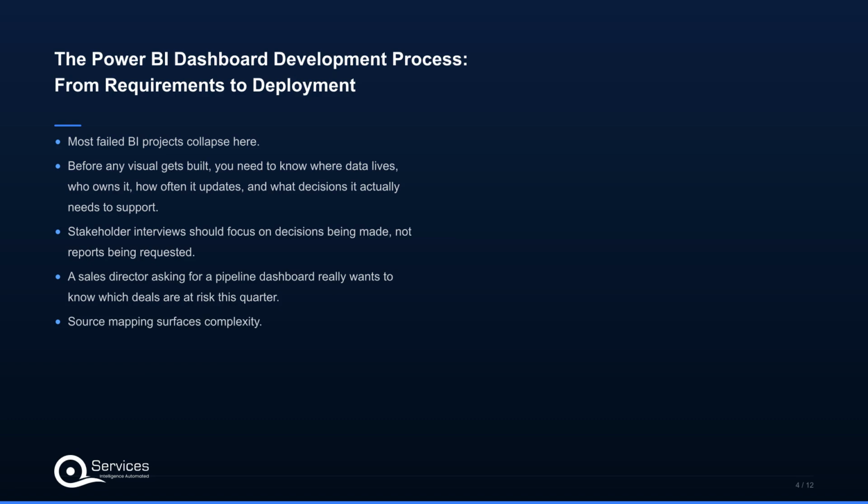The semantic layer is where most of the real work happens. A clean star schema with proper relationships and reusable DAX measures is the difference between a dashboard that performs at 10 million rows and one that times out at 500,000.